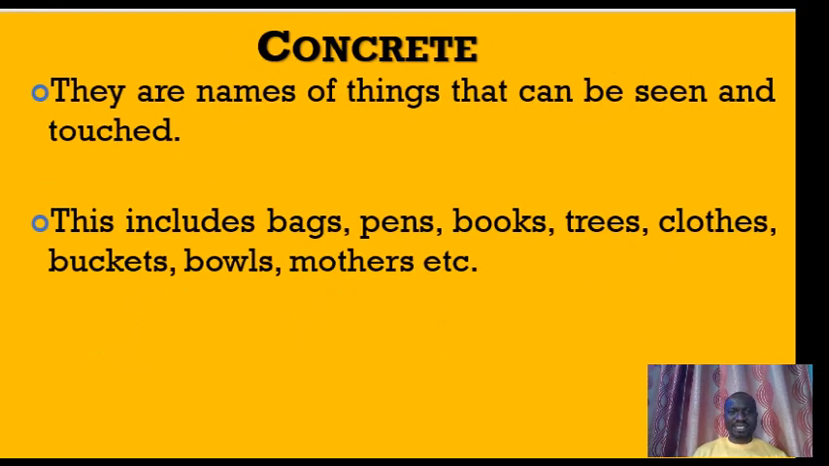Concrete nouns. These are names of things that can be seen and touched. These include bags, pen, books, trees, clothes, buckets, bowls, house, mothers, chair, laptop, iron, sewing machine, television. All these things are what we call concrete nouns.